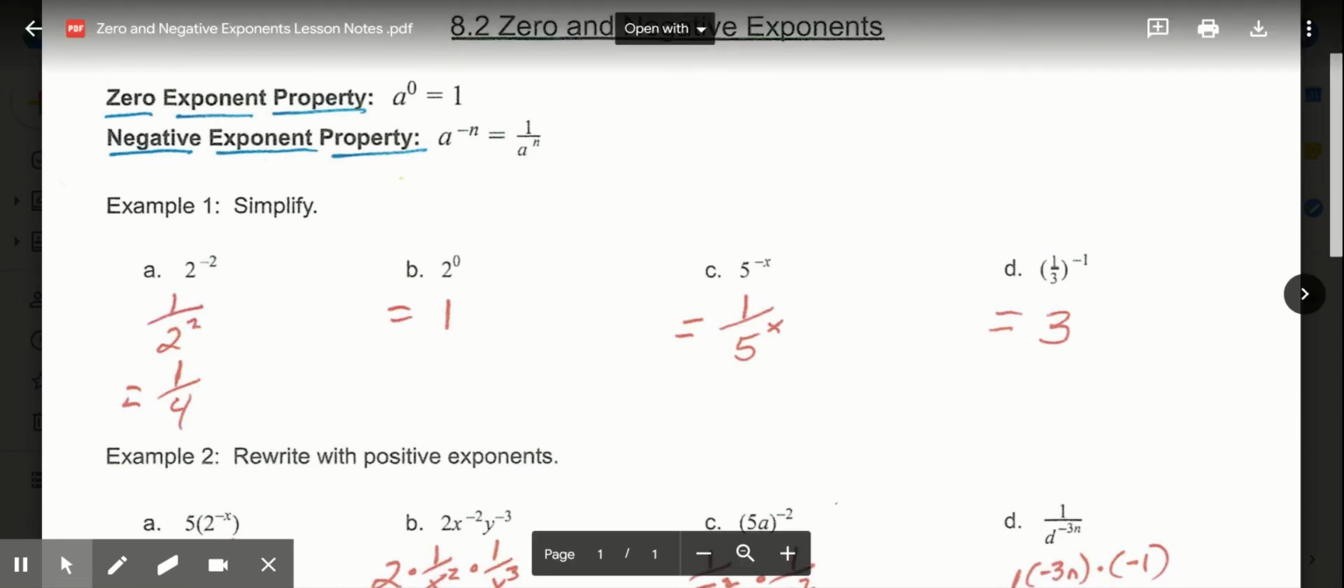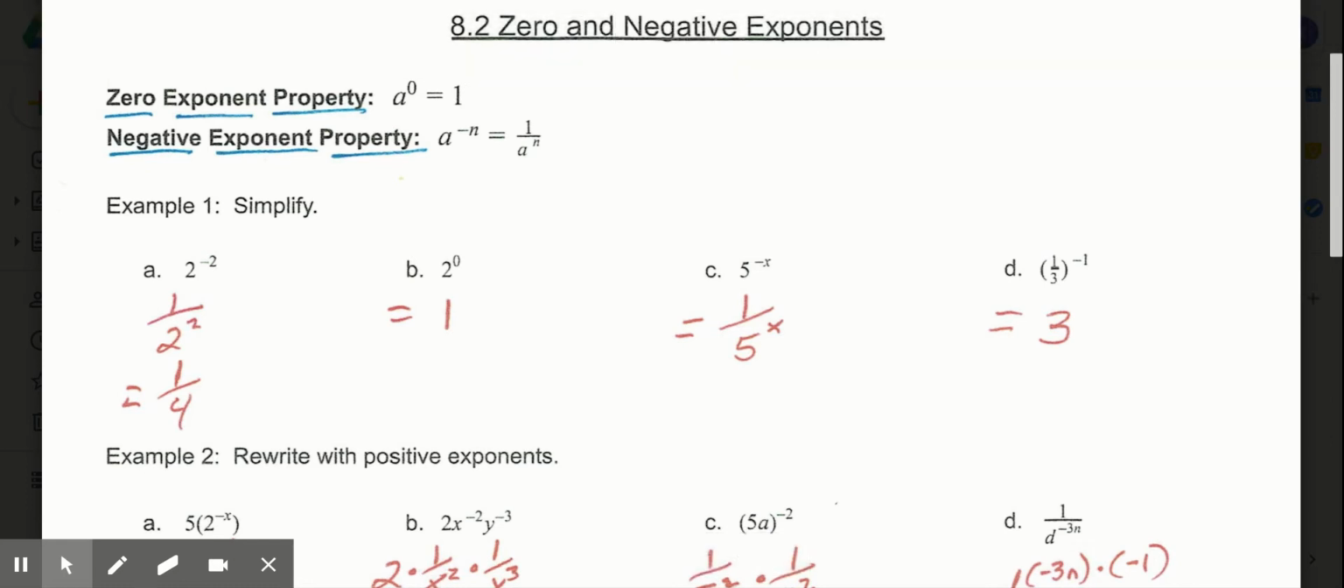So the 2 moves to the bottom. The power, that's the negative 2, goes with it, but becomes a positive, and it goes below the number 1. So our new fraction is 1 over 2 squared, which can simplify to 1 over 4, because 2 squared is 4. In part B, we have 2 to the 0 power. Anything to the 0 power is always 1.